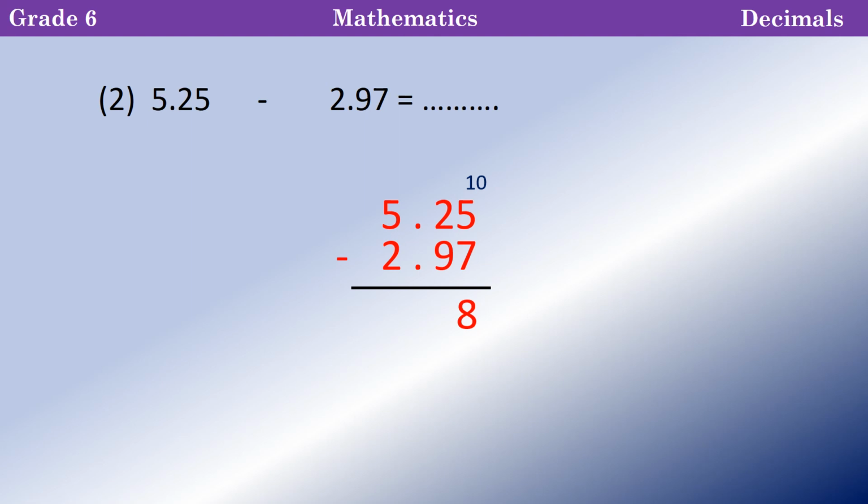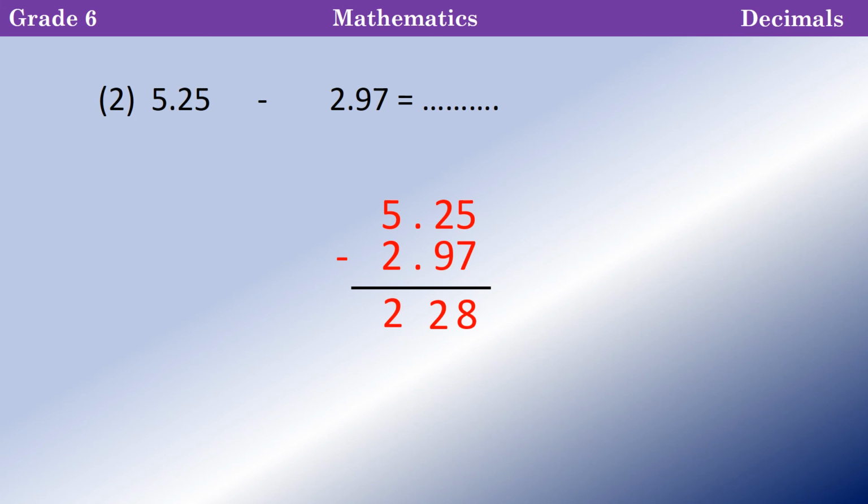Now the number remaining at the first decimal place is not 2, it is 1. But we cannot subtract 9 from 1. Therefore, we borrow 1 from the ones place. When that 1 comes to the first decimal place of the number, it becomes 10. Now 10 plus 1 is 11. 11 minus 9 is 2.